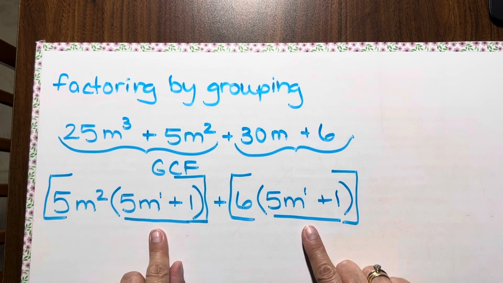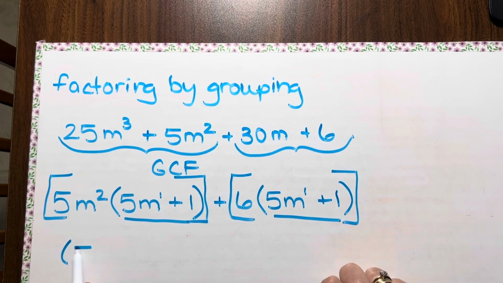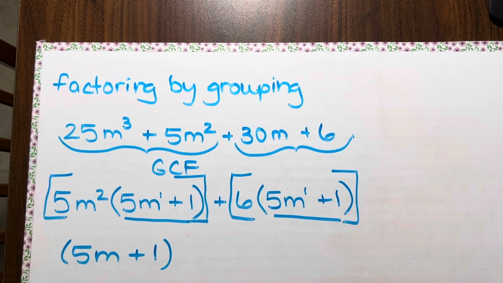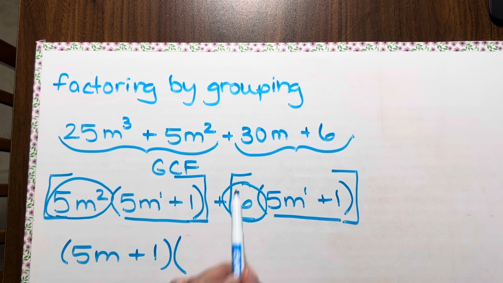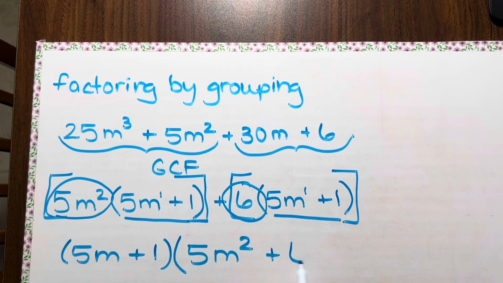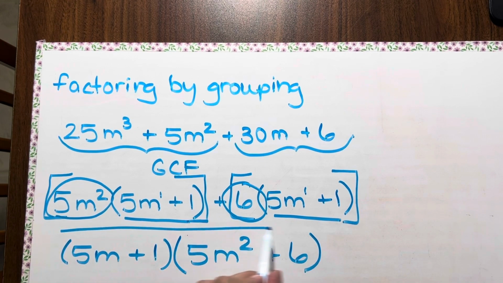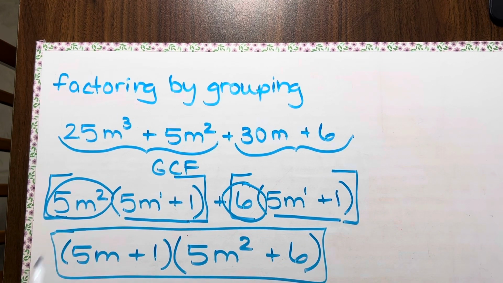This 5m plus 1 is the GCF for each of these. So I'm going to write that out front, 5m plus 1. I'm taking that out of each one. And then what's left are these factors that I'd taken out before. I've got a 5m squared plus 6. This is my factored polynomial using my grouping method.